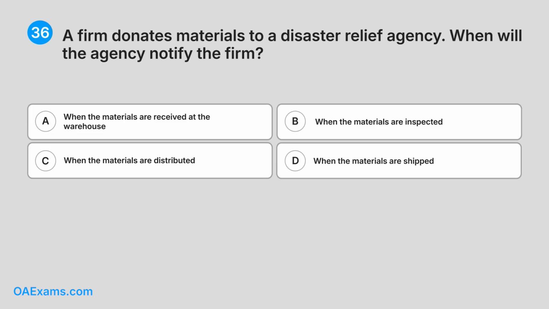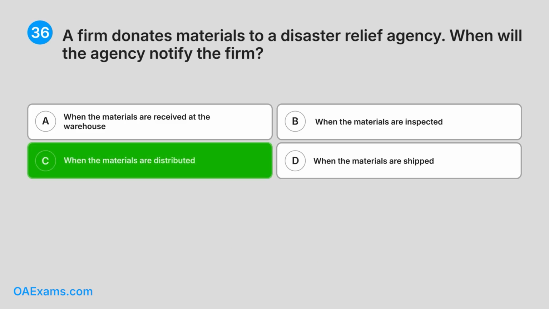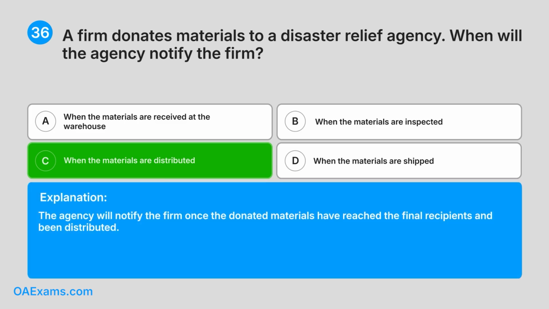Correct answer: C. When the materials are distributed. Explanation: The agency will notify the firm once the donated materials have reached the final recipients and been distributed.